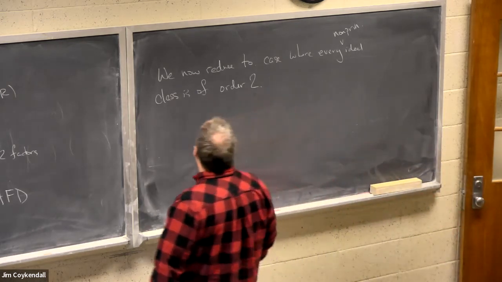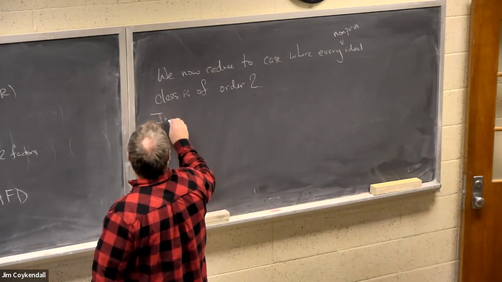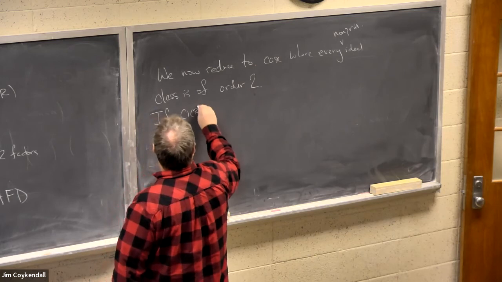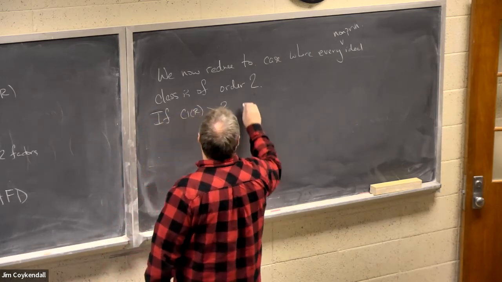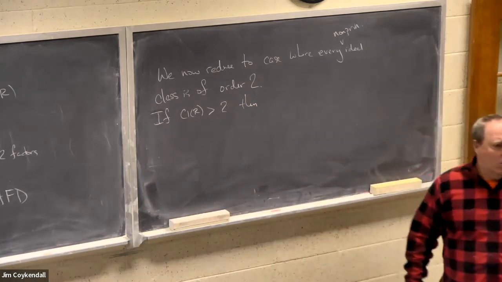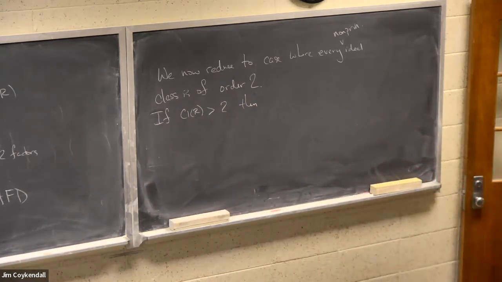So, if the class number is bigger than 2, okay, so we reduce this down to the case where every ideal class has order 2. So if the class number is bigger than 2, what can we conclude? What is sort of the most economical thing?